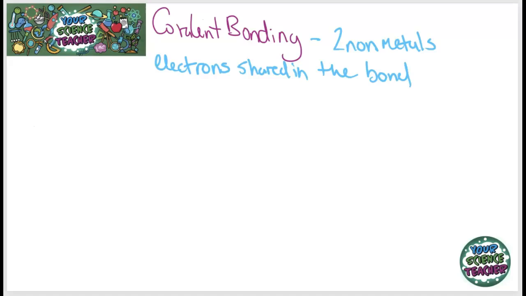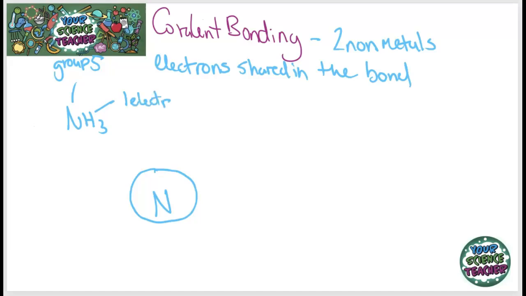Let's have a look at some examples of covalently bonded species. For example, ammonia is a good example of covalent bonding, and we're going to draw the dot and cross diagrams. Anytime we're looking at bonding, we need to draw the dot and cross. And nitrogen is in group 5, so it's going to have 5 electrons in its outer shell, and hydrogen is going to have 1 electron. That's all that hydrogen has.